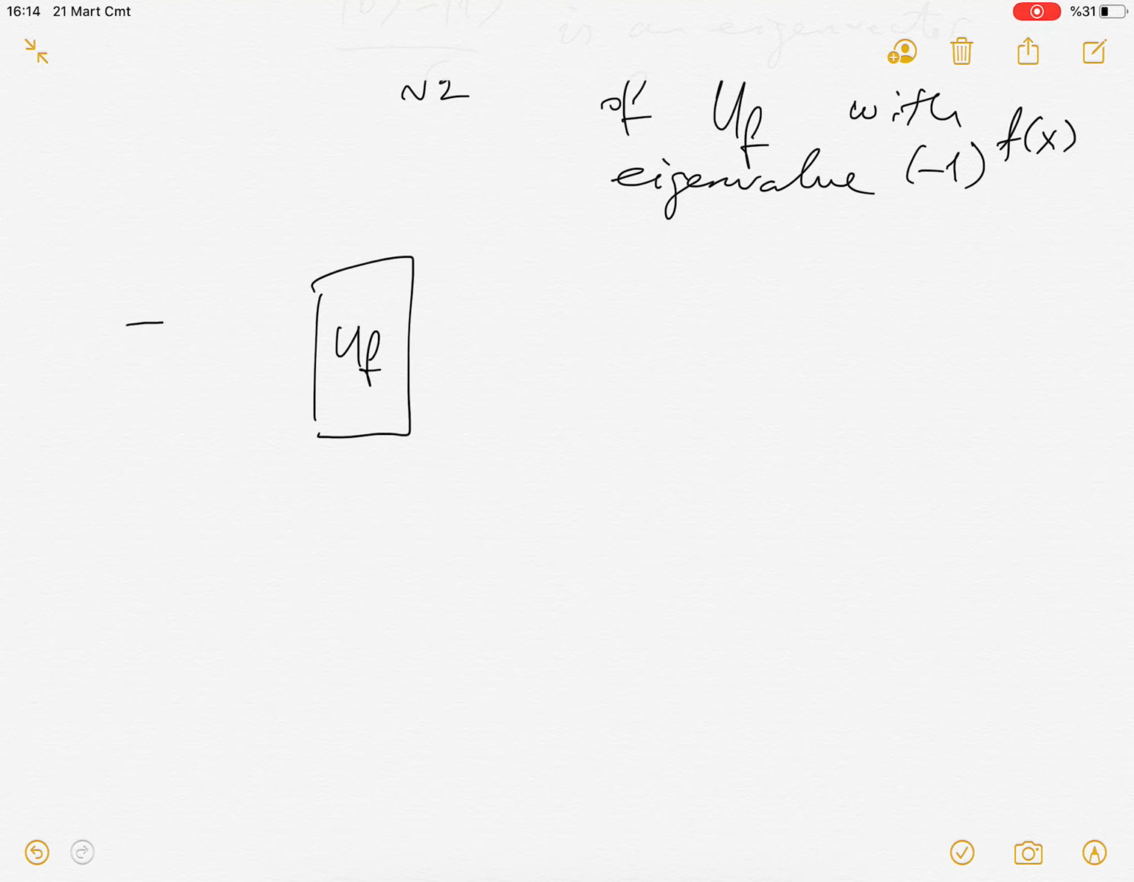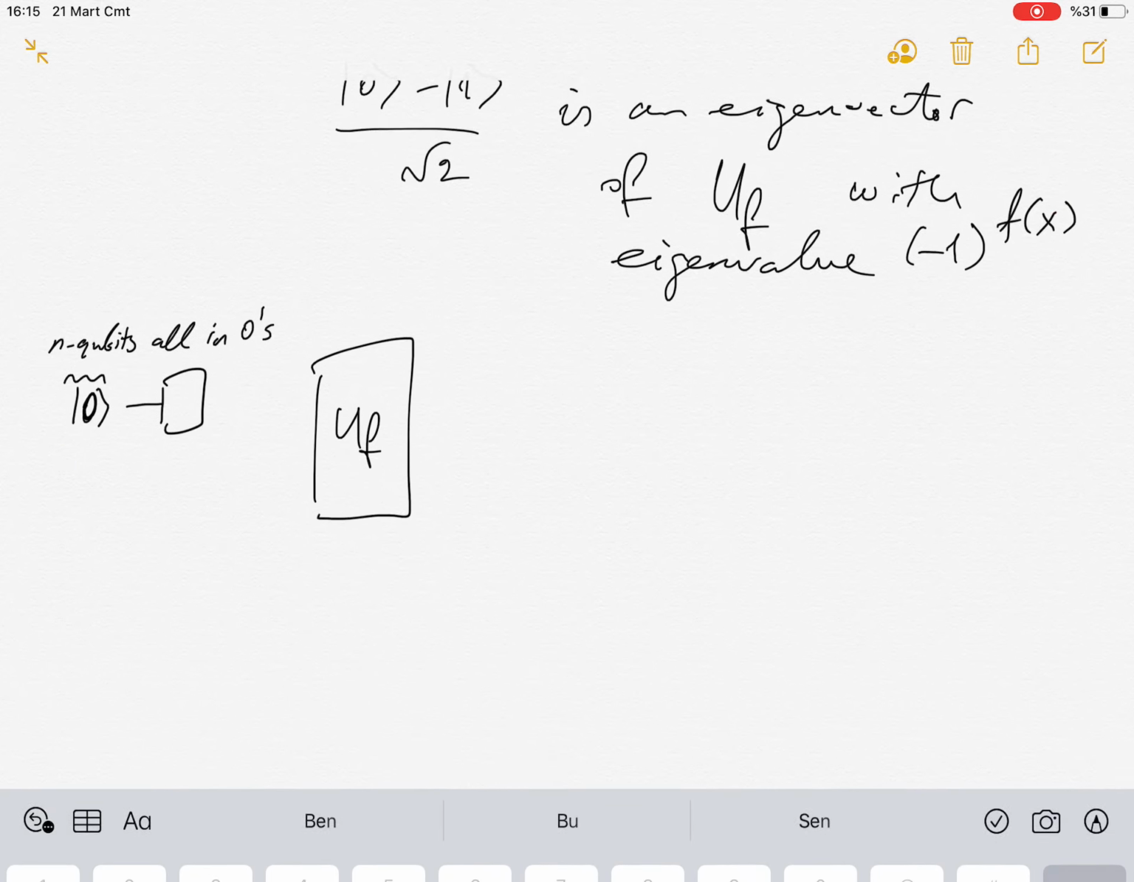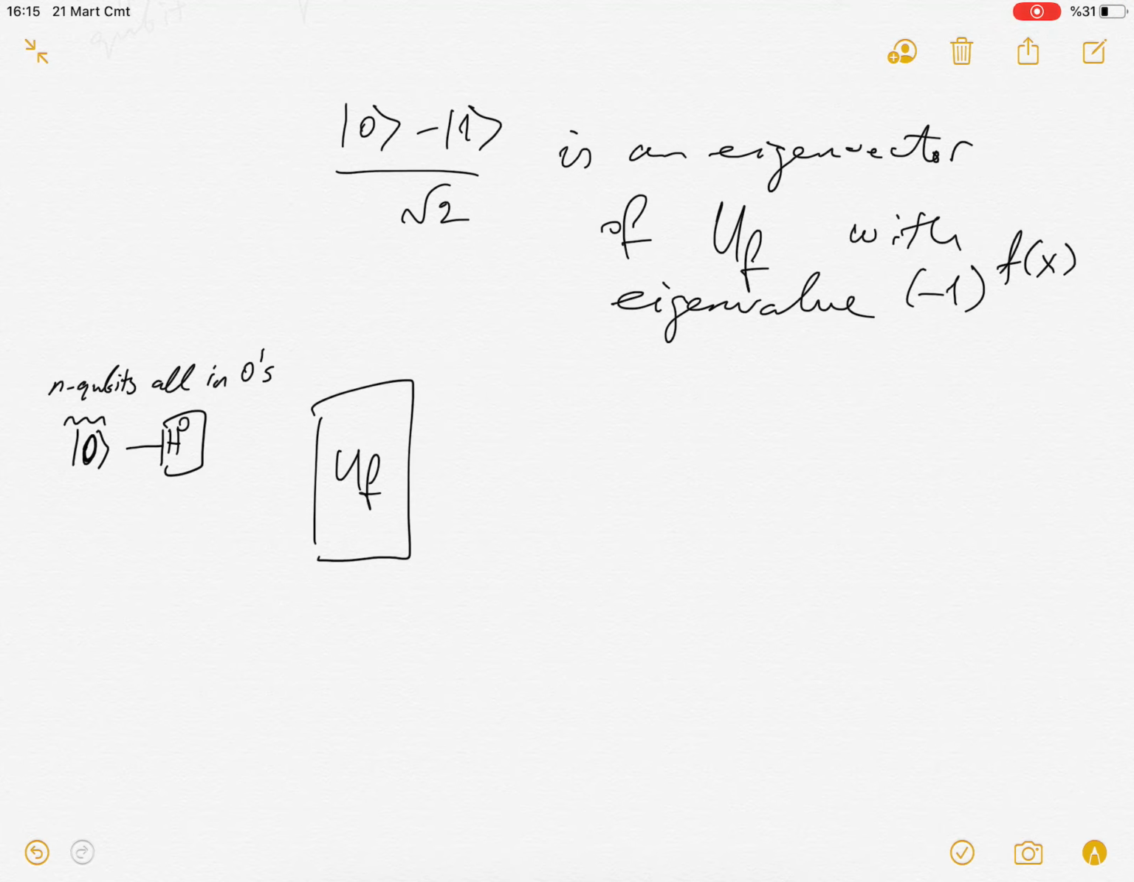So we start with all zeros. Let me make this bold. This is n qubits, all in zeros. And I'm going to apply a Hadamard transform, an n-qubit Hadamard transform, so H to the power tensor n. This is an n-qubit Hadamard transform. This will go directly in as the first input to Uf.